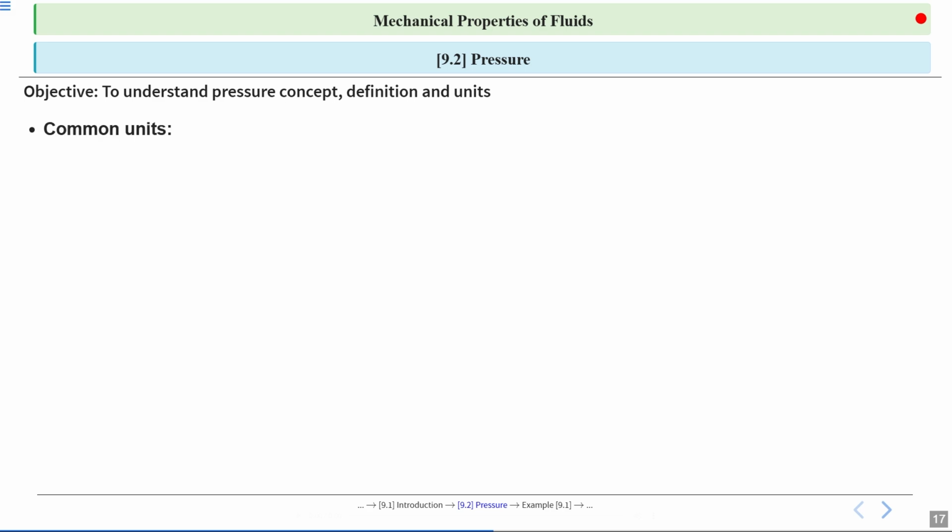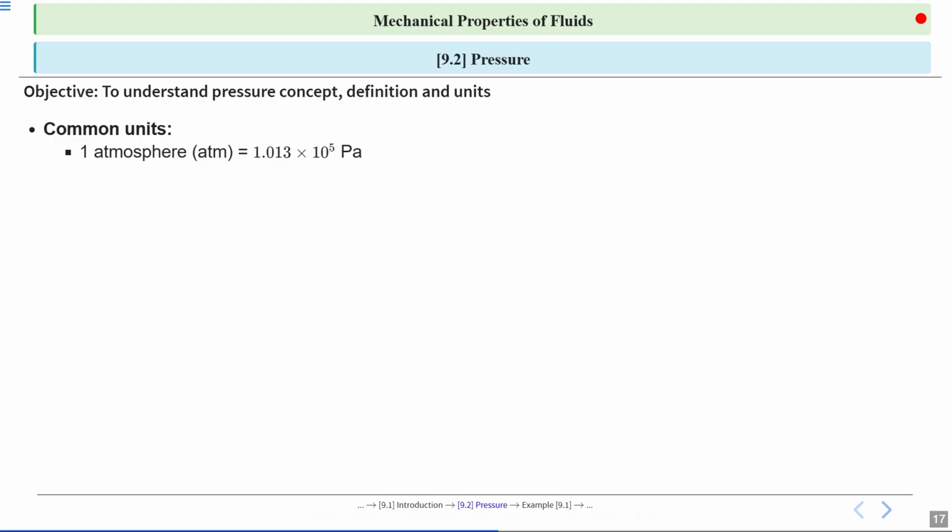Now, let's start by looking at some common units of pressure. Pressure is a measure of force applied over an area, and it's important to know the units we use to express it. So the first unit we will discuss is the atmosphere, abbreviated as ATM. 1 atmosphere is equivalent to 1.013 times 10 raised to the power 5 Pascal.